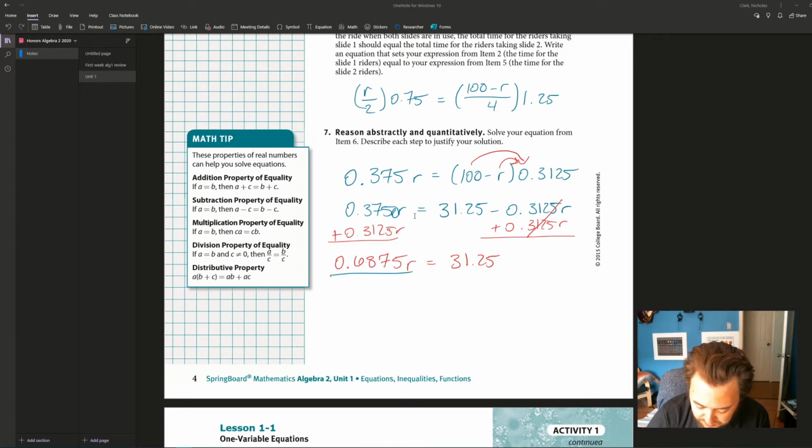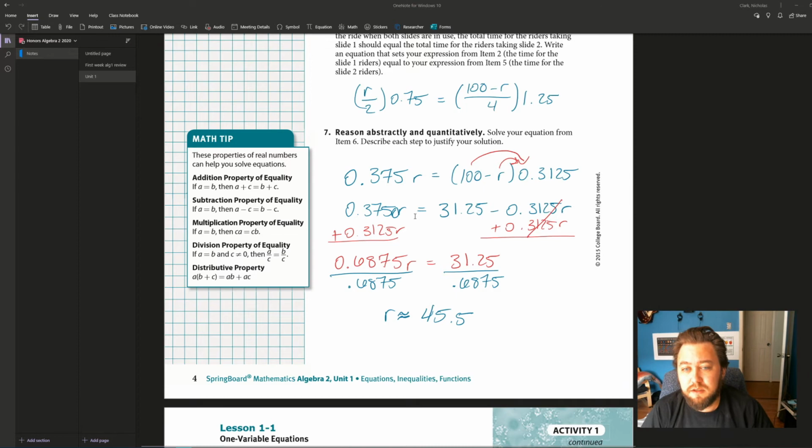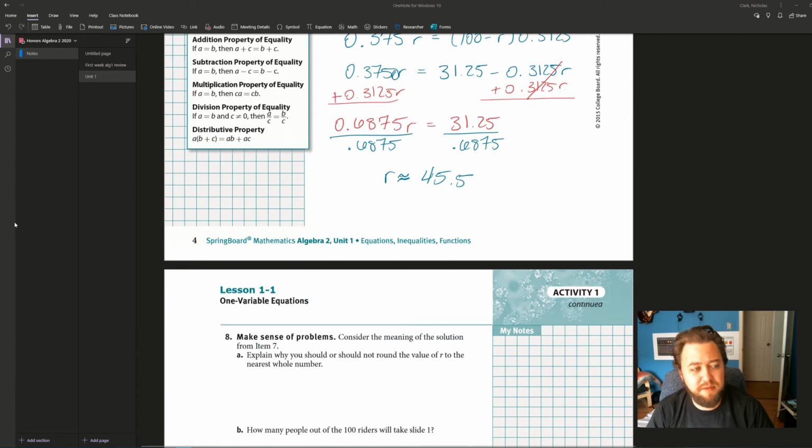All right, now all we have to do is divide by that 0.6875. Whew, this is getting long, isn't it? Go ahead and divide by 0.6875, and we get that one rider takes, well, we're going to estimate here, 45.5. Goodness gracious.